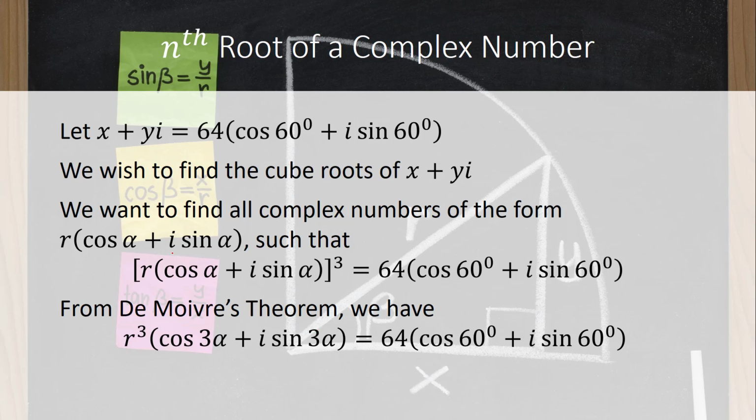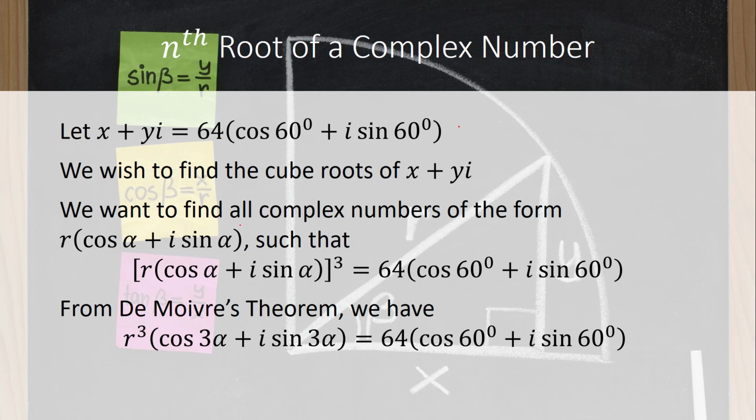So let x plus yi be equal to 64 times the cosine of 60 plus i times the sine of 60. We want to find all the cube roots of this particular number, and there will be 3 of them actually. Okay, so we want to find the numbers of the form r times cosine alpha plus i sine alpha, such that when you cube this, you are going to get 64 times the quantity cosine 60 plus i sine 60.